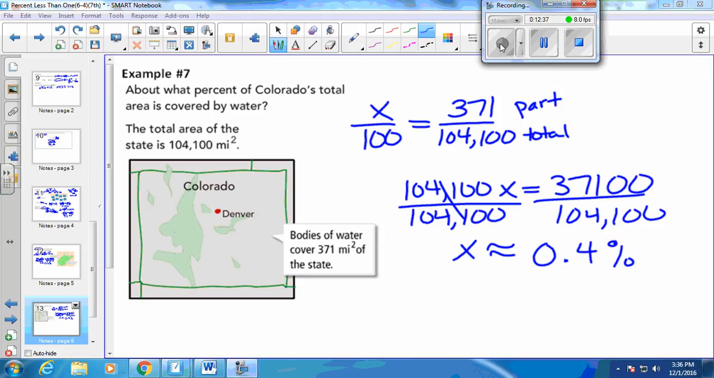Because this one said "about," I am putting in my answer as approximately 4/10%. Most likely on the test, it will be saying to you where they would like you to be rounding this question, so make sure you're being careful when you are rounding these.